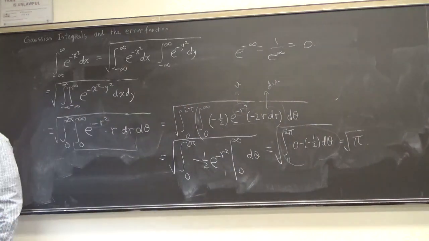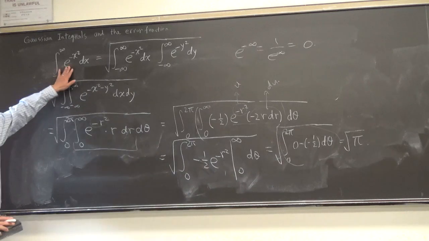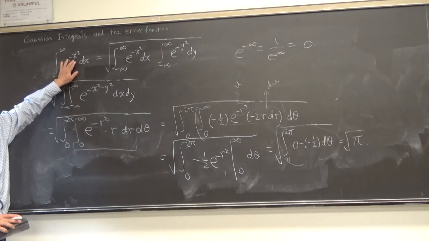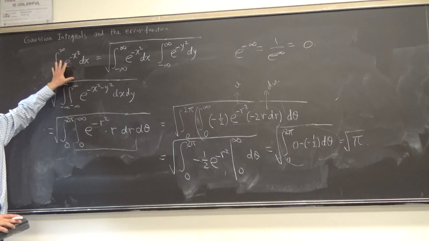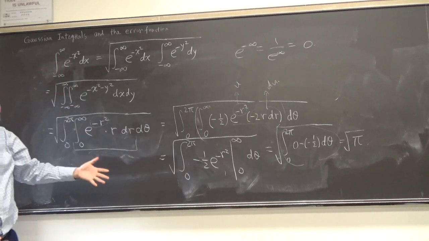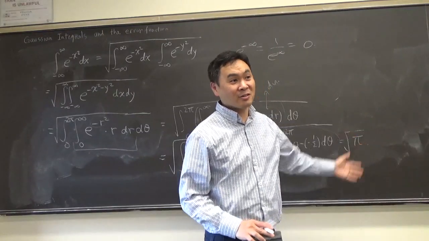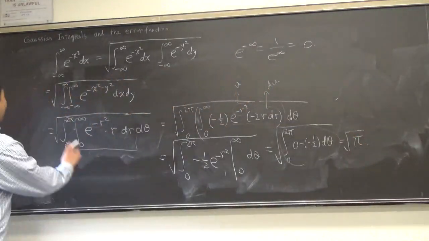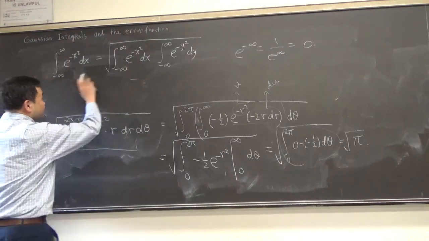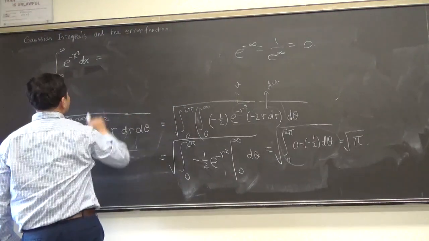So that's a cute result: the Gaussian integral of e to the negative x squared is a very hard one to do, but if you convert it to polar coordinates, suddenly you get square root of pi as your answer. So let's accept that as our first result.